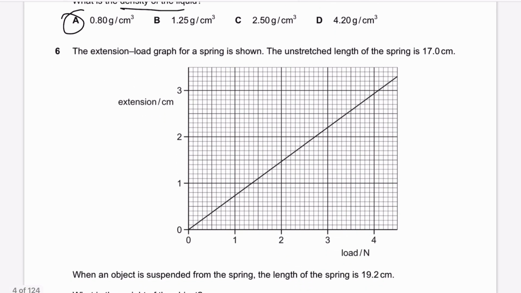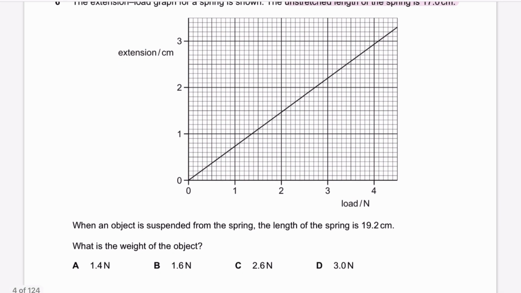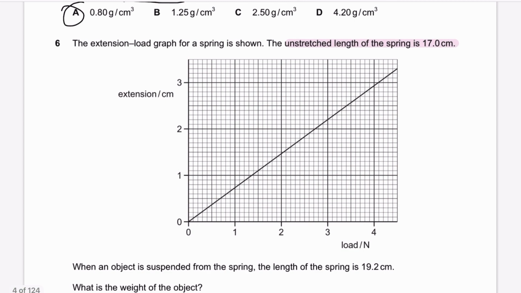The extension load graph for a spring is shown. The unstretched length of the spring is 17 centimeters. When an object is suspended from the spring, the length of the spring is now 19.2 centimeters. What is the weight of the object?